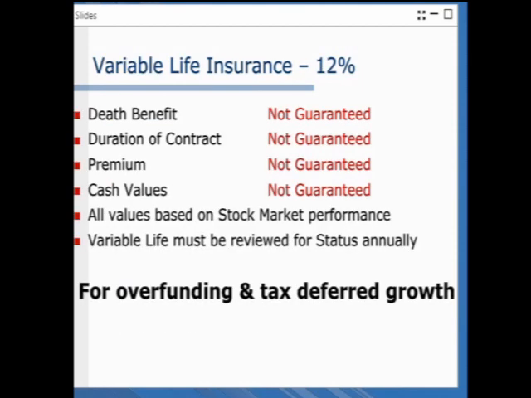Variable insurance, wonderful product, excellent for people who are more risk-averse, but if you assume an aggressive return and fall short, the contract will expire much earlier than expected because, as you can see, nothing is guaranteed, neither the death benefit, nor the duration, nor the premiums, nor any cash accumulations.